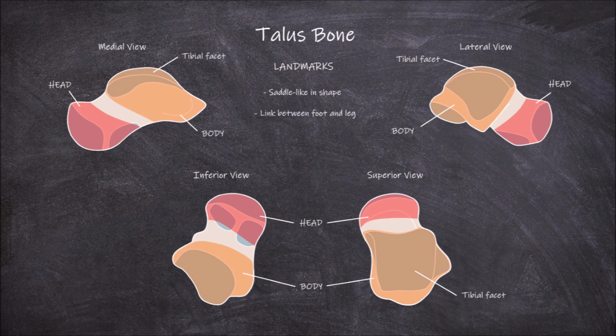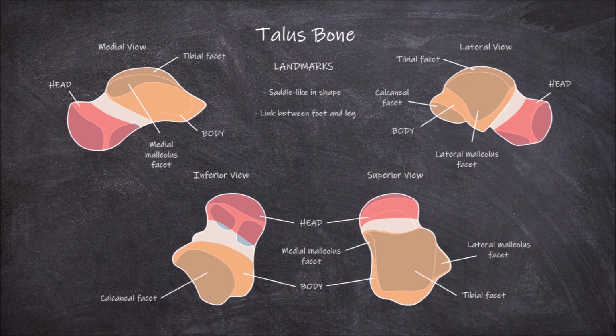The lateral surface of the body has a facet for articulation with the lateral malleolus of the fibula bone. The medial surface of the body has a facet for articulation with the medial malleolus of the tibia bone. The plantar surface of the body has a facet for articulation with the calcaneus bone.